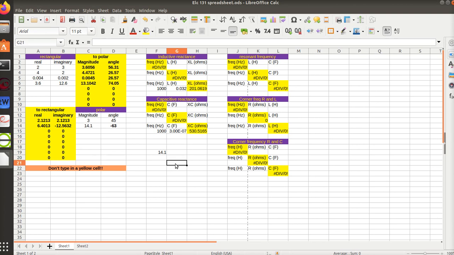So now what I've got is I've got 400 ohms, and I can just come down here in a blank cell. 530. Let's call it 531. We'll round. And then my XL was 201. And so I've got 3 devices in my circuit.